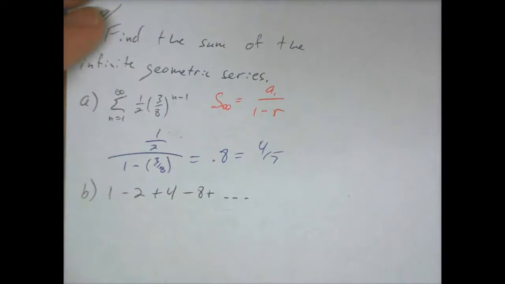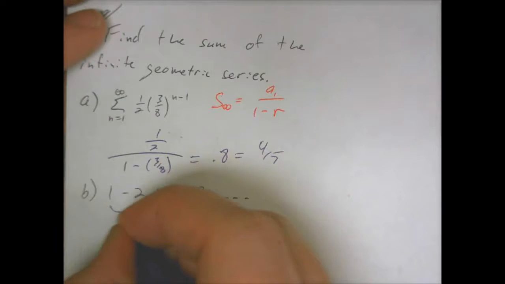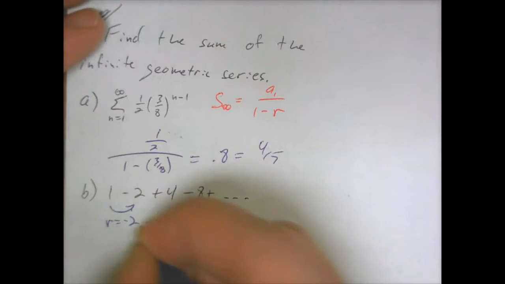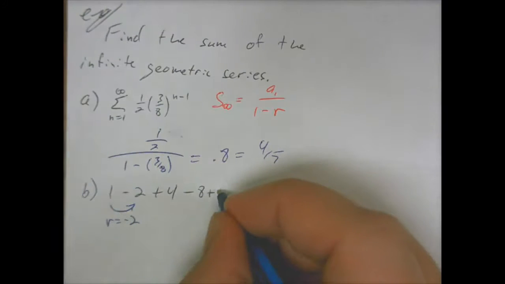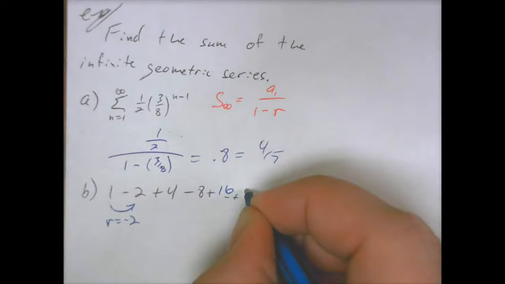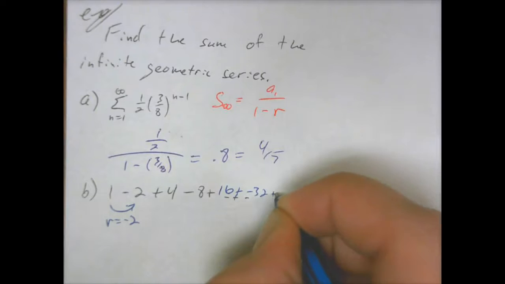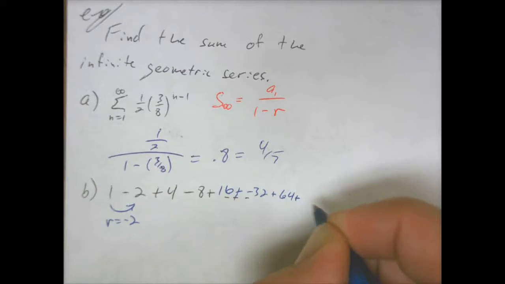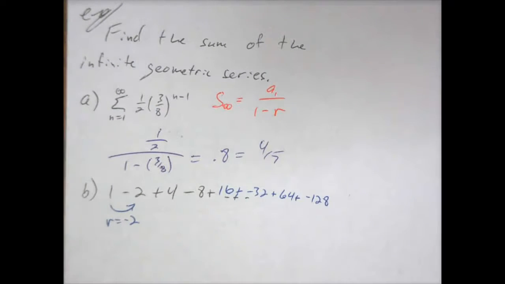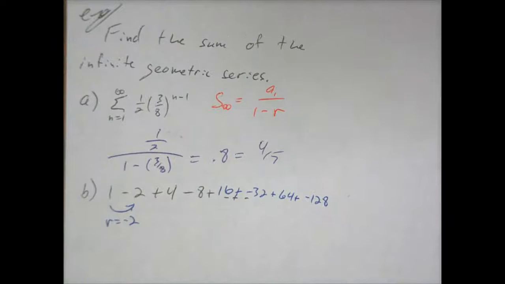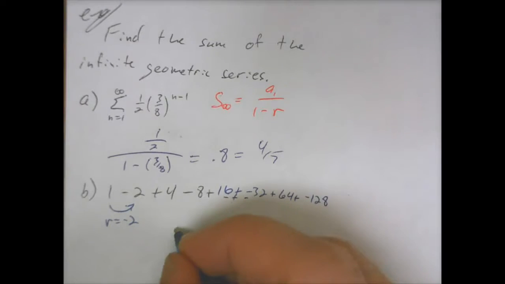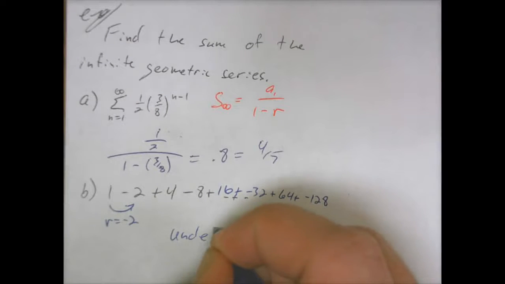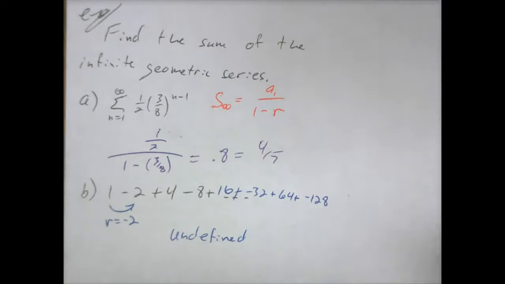Okay, this next one, notice your rate to get from one term to the next is negative 2. Well, if you think about that, won't the next term be 16, and then plus negative 32, and then plus 64, and then plus negative 128? Notice those numbers continually get larger. If they keep getting bigger, it's just going to keep adding more and more to your sum. So this one would actually have an undefined sum, because the numbers just keep getting larger and larger.